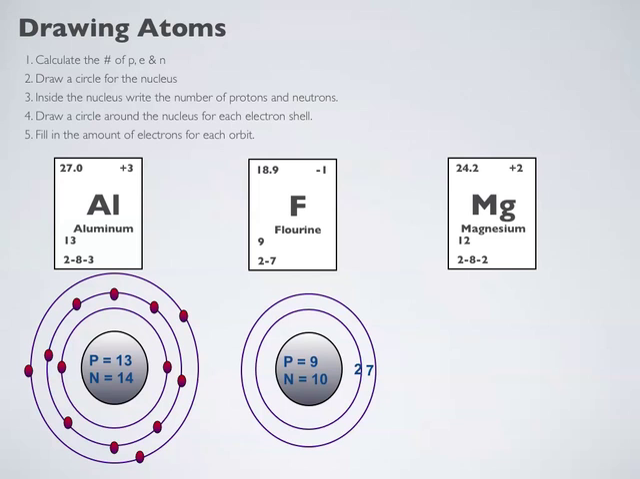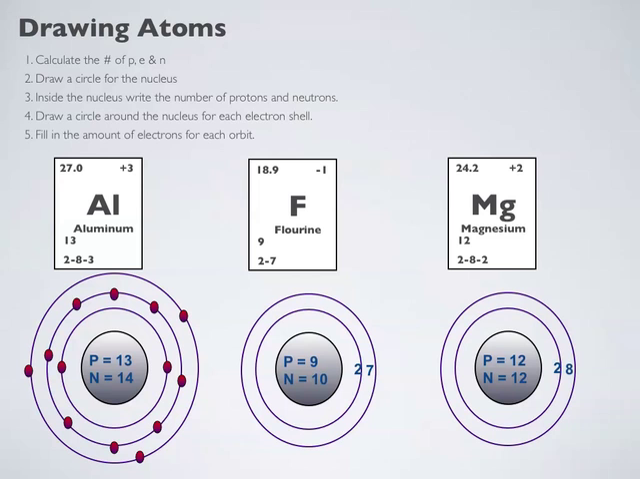And the last one is magnesium. Again, it's 12 protons, 12 neutrons, and its electron configuration is 2 in the first shell, 8 in the second, and 2 in the outermost shell. Just to give you a little preview once we talk about compounds.